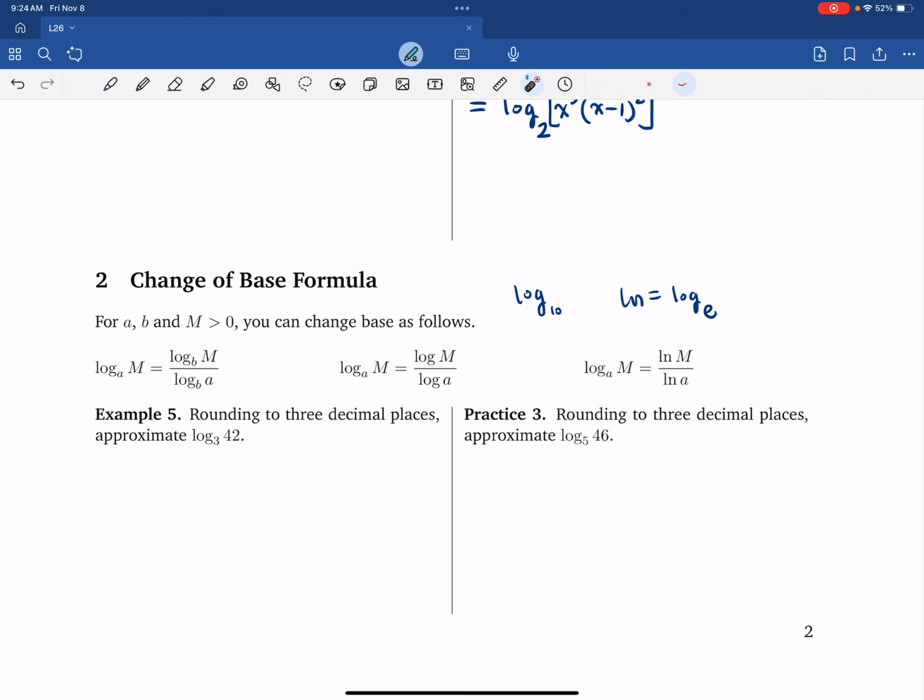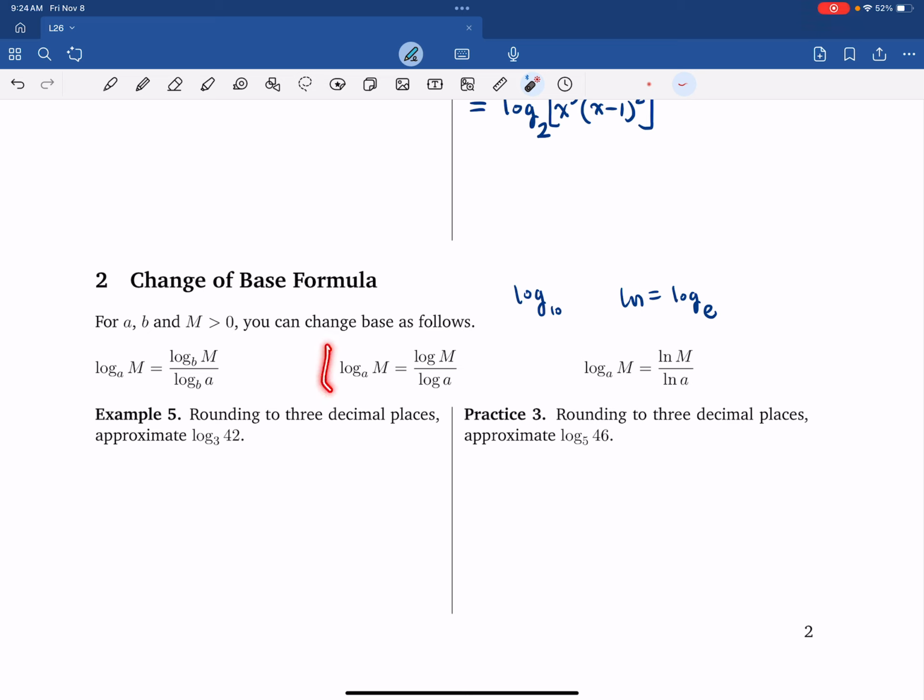The first one says if you have a log base a of m, where a is not a common log or a natural log, how do you calculate this on your calculator? You could change this base a to any other base that you can compute on your calculator, like base 10 or base e, and then you write down the m, the original number inside, as the top, and then the a, the original base, as the bottom. So that's the change of base formula.